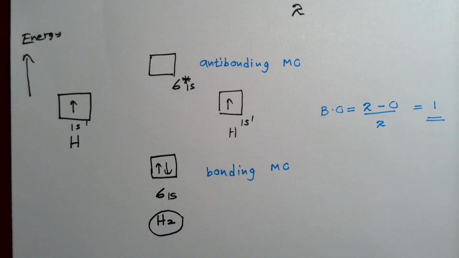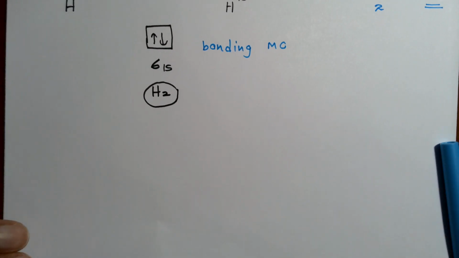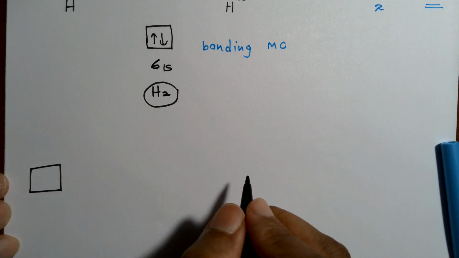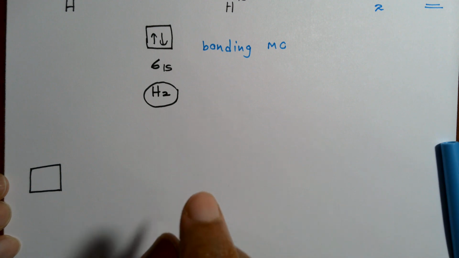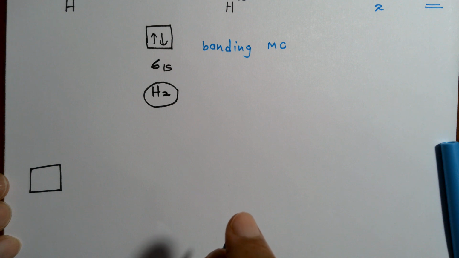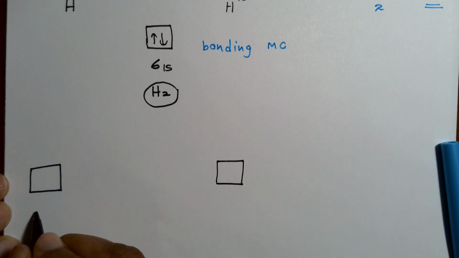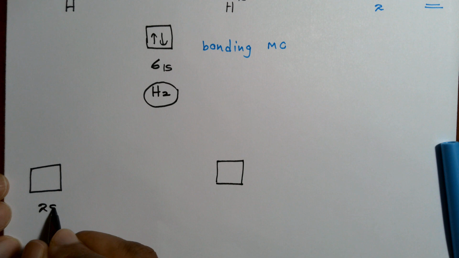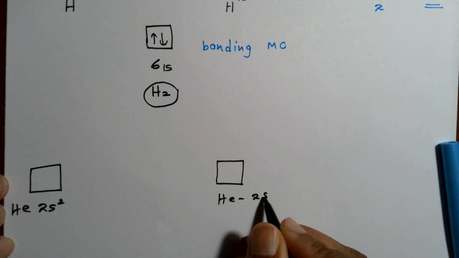Now let's draw another molecular orbital diagram. This is for He2, a hypothetical molecule. We all know helium is a noble gas. It normally exists as a monoatomic gas, a single-atom gas, and does not form diatomics. However, hypothetically, we draw this molecule with helium's 1s2 configuration. We need only the valence shell for bond order calculation. So let's draw the helium 1s2. This is helium 1s2.